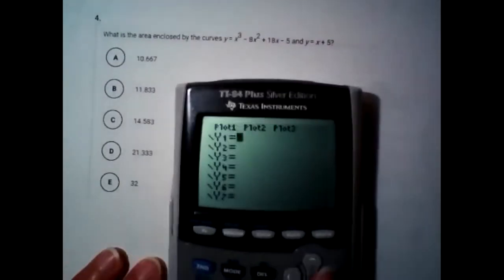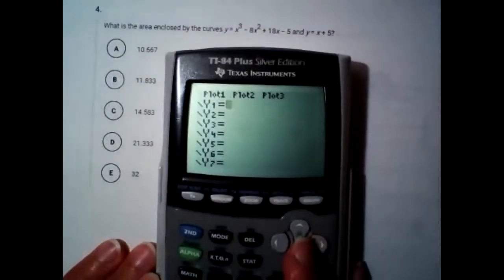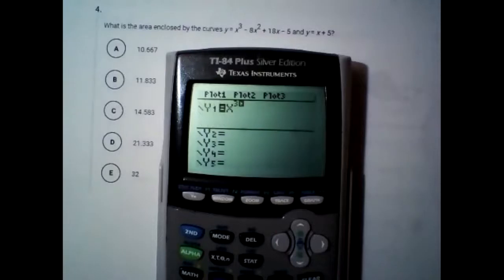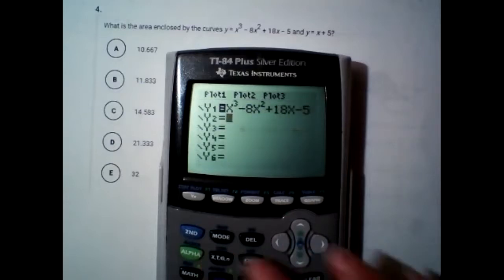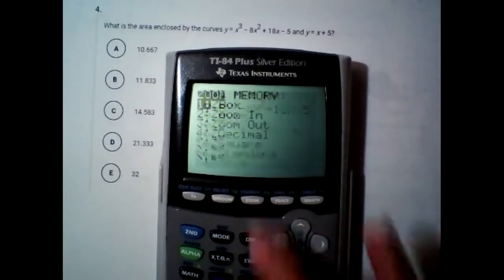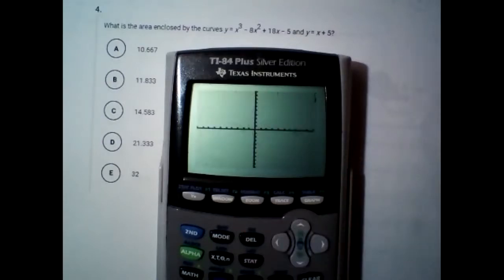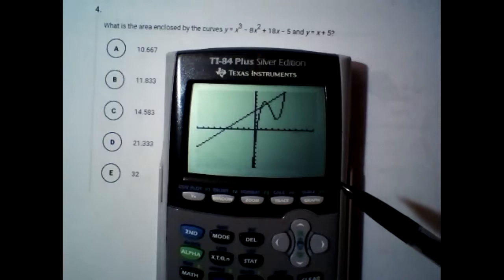I'm going to press y equals, and I'm going to put the first one in y1 and then the second one in y2. And I'm going to start with Zoom 6. If we don't like that window, we can always change something else, that's just Zoom standard. So there's the cubic graph, and then there's the line.